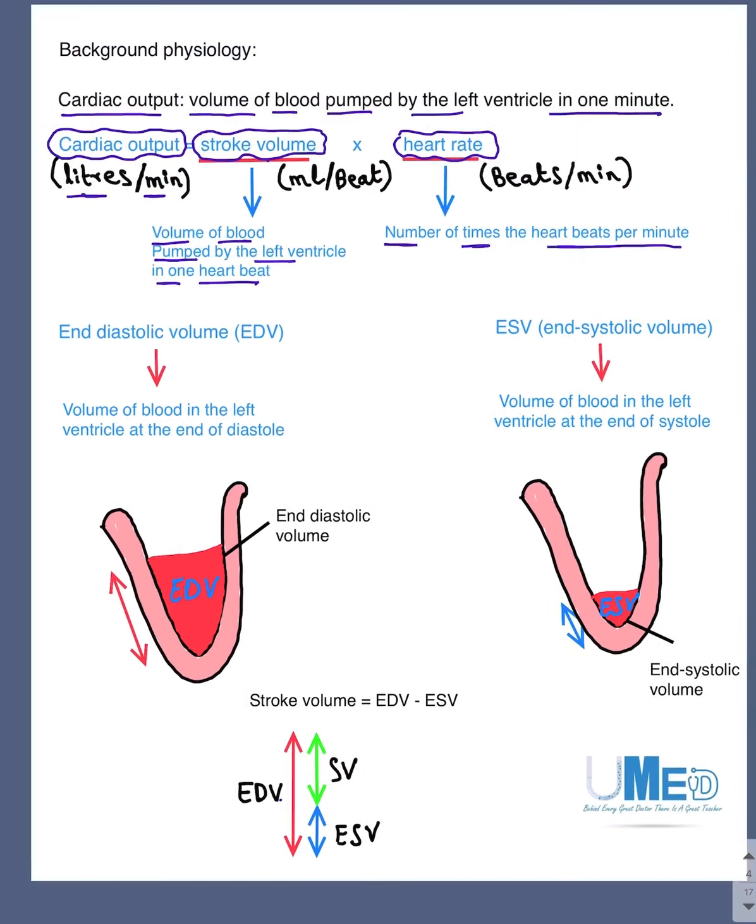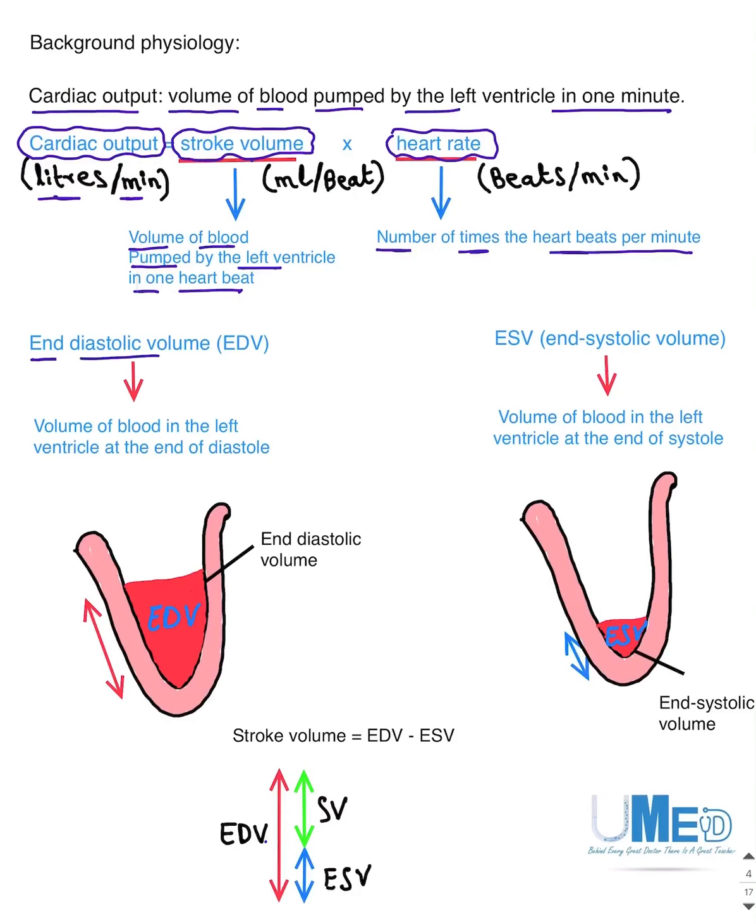The other two concepts that we have to discuss are end diastolic volume and end systolic volume. We all know what diastole and systole are. Diastole is when the heart is relaxing, or the left ventricle is relaxing, right? And systole is when the left ventricle is contracting, right? When the left ventricle is relaxing, it is filling up with blood. And when diastole ends, the left ventricle is completely filled with blood. So the volume of the blood in the left ventricle at the end of diastole, when the relaxation of the left ventricle ends, is known as the end diastolic volume.